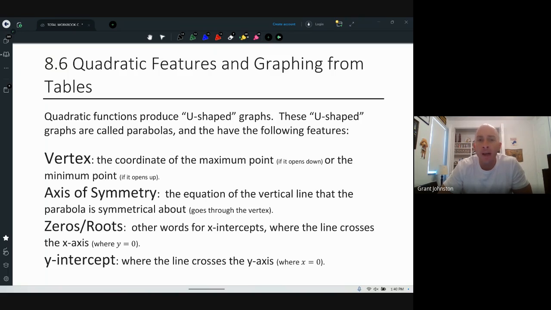Quadratic features and graphing from tables. Okay, so we've done a lot of solving quadratic equations. Next, we're going to get into what these actually look like on a graph, okay?